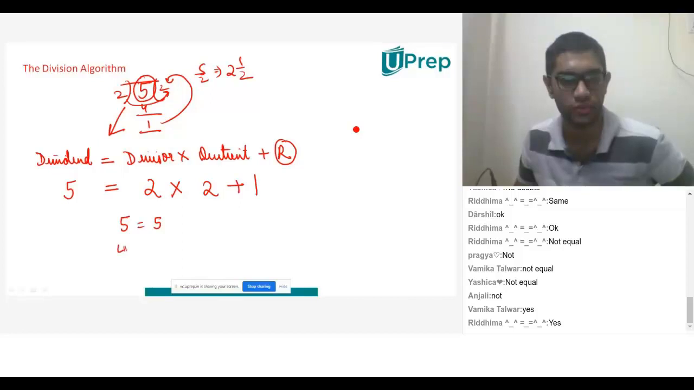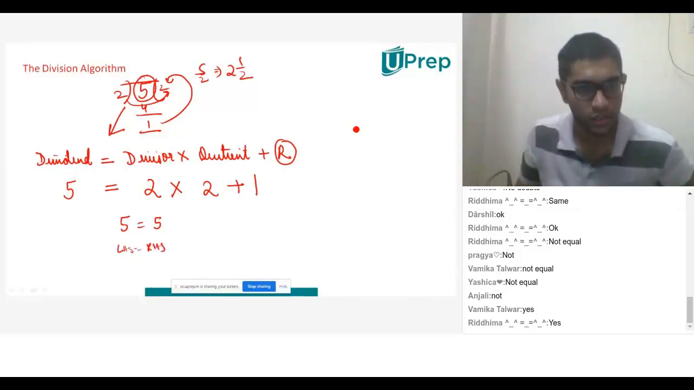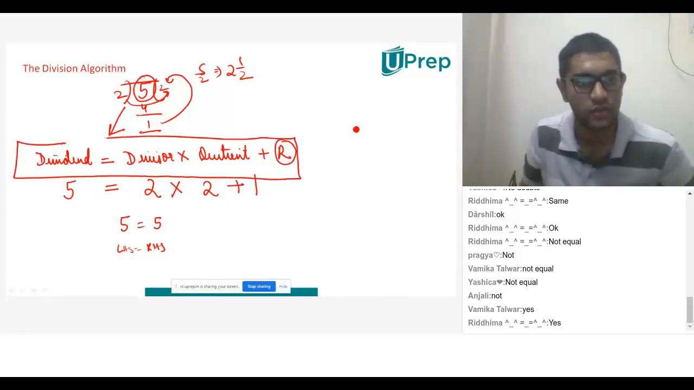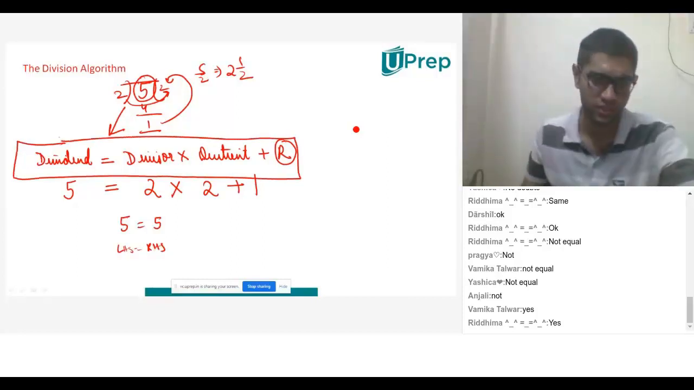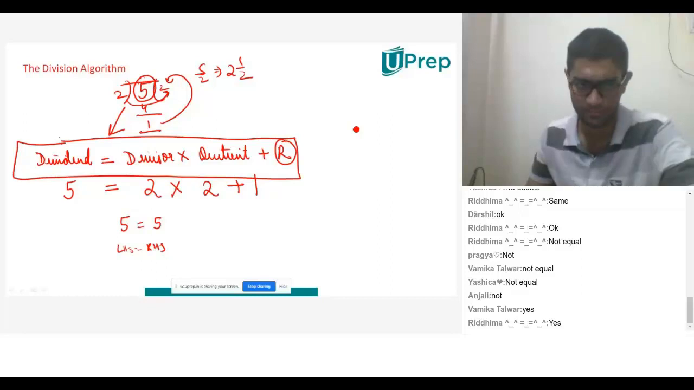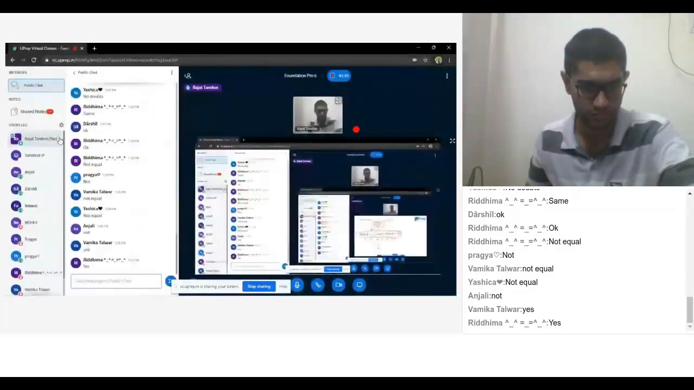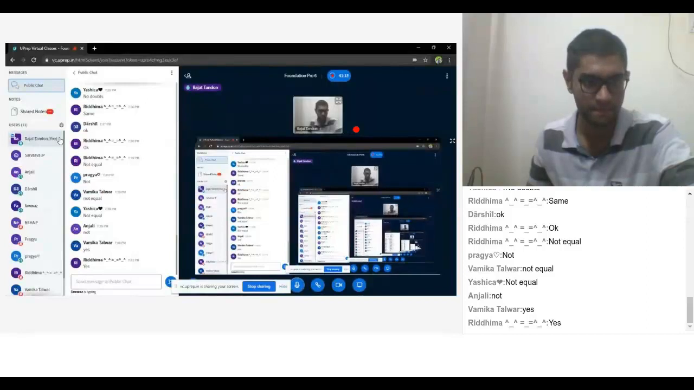LHS equal to RHS. Did you guys come across this in your school days or whenever? Grade 6, you probably must have come across. That's how you learn division. Dividend equal to divisor into quotient plus remainder. Yes or no?